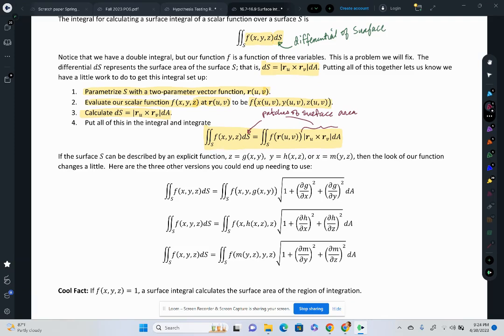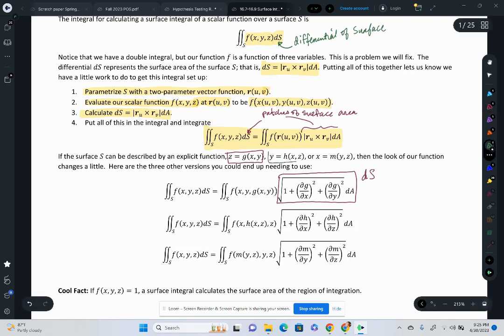So if we have a situation where z is equal to g of x, y, z is an explicit function g of x, y, then our dS will be calculated just using the square root of the sum of squares of 1 plus g sub x squared and g sub y squared. Similarly, if we had y as an explicit function of x and z, then our dS is going to look a little bit different because the parameters will be x and z, so we'll need first partials with respect to x and z. We'll square them, we'll add them to 1, and we'll take the square root.